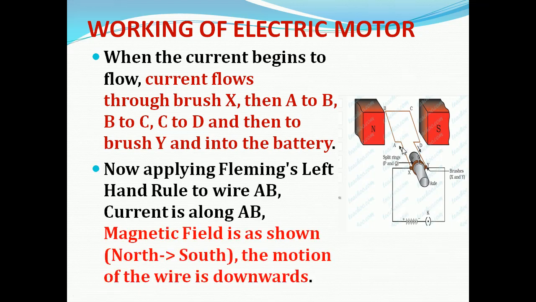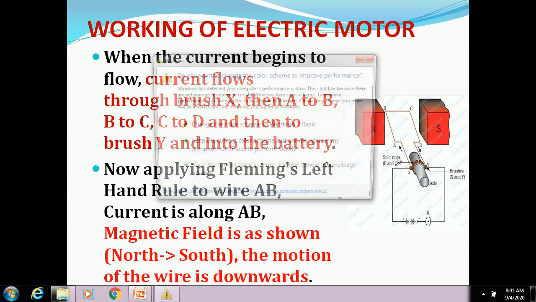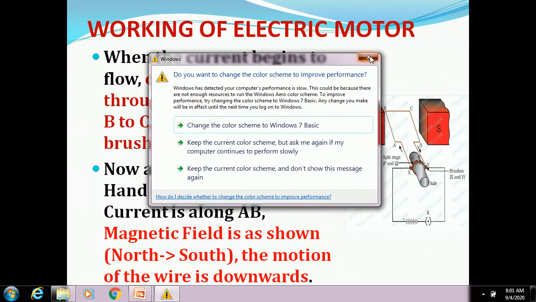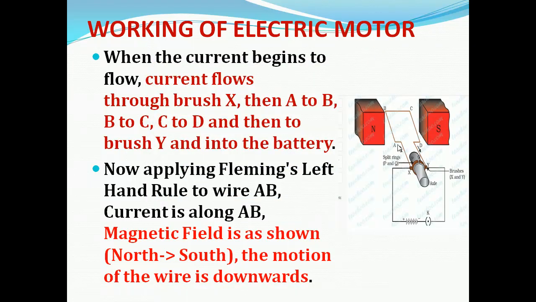Now we apply Fleming's left hand rule to wire AB. The current is along AB, the magnetic field is from north to south, and the motion of the wire will be downward. This is when we apply Fleming's left hand rule to the wire AB.